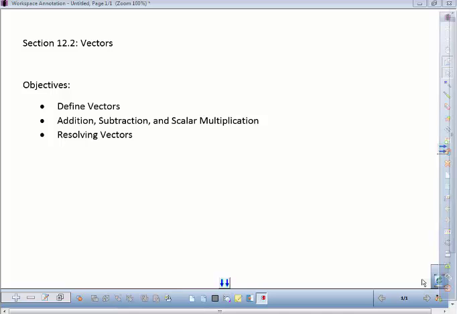But there is one special thing about a vector, is that a vector has 2 specific properties. It has a specific direction and a specific magnitude. Have you guys heard that before?